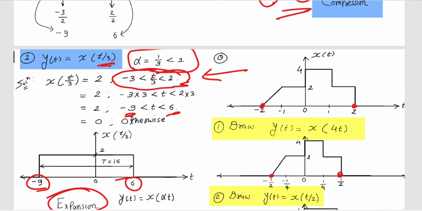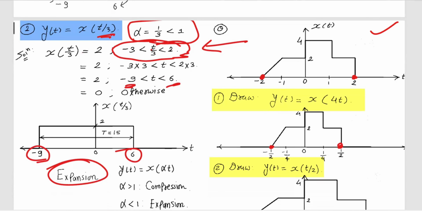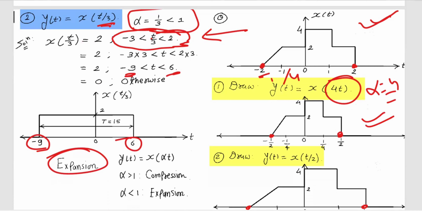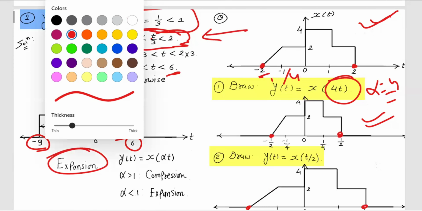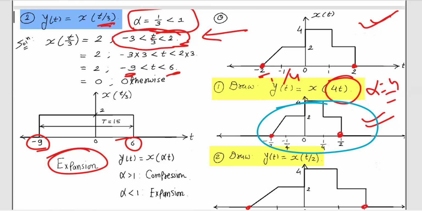Similarly, we can have other examples also. Suppose this is xt, you have to draw x of 4t. So alpha is equal to 4, which means the signal would be compressed to 1/4. The initial points you divide by 4, so minus 2 divided by 4, minus 1 divided by 4, and accordingly you can get the signal like this. As you can see here, this is the final signal.